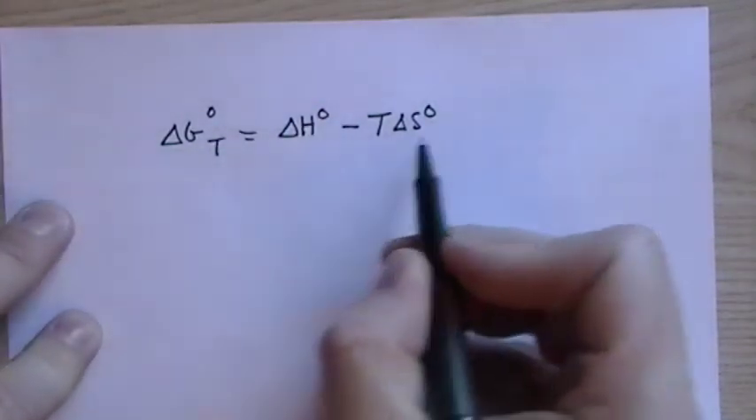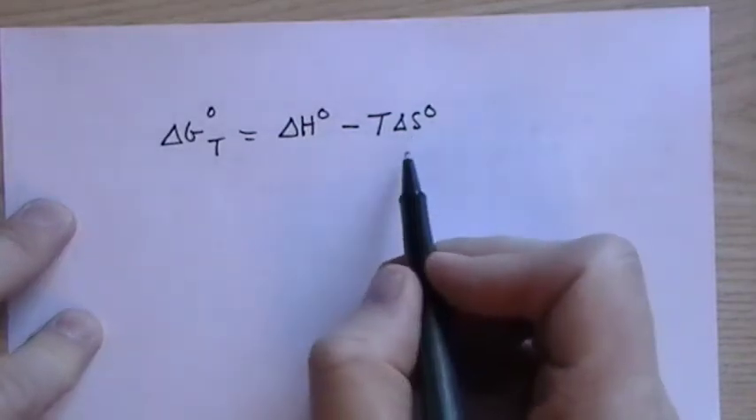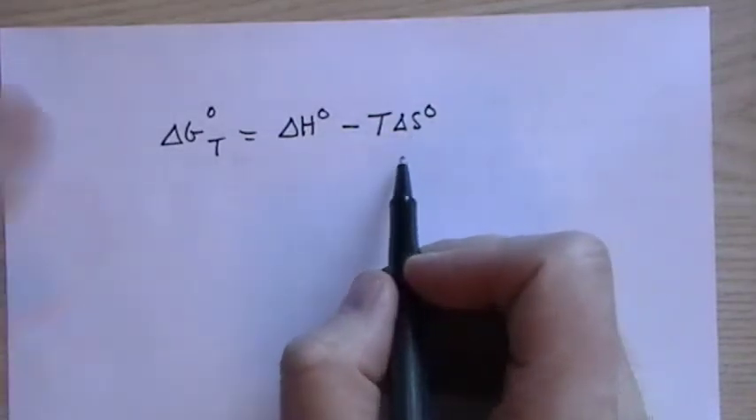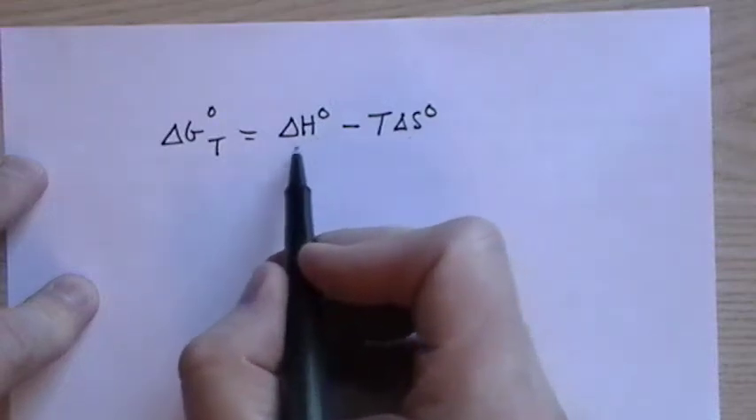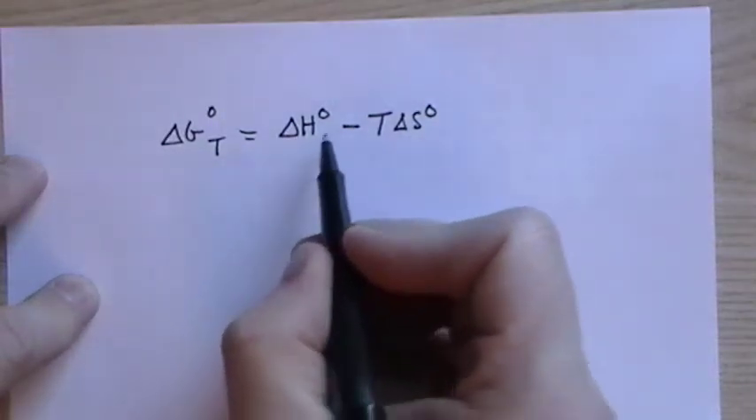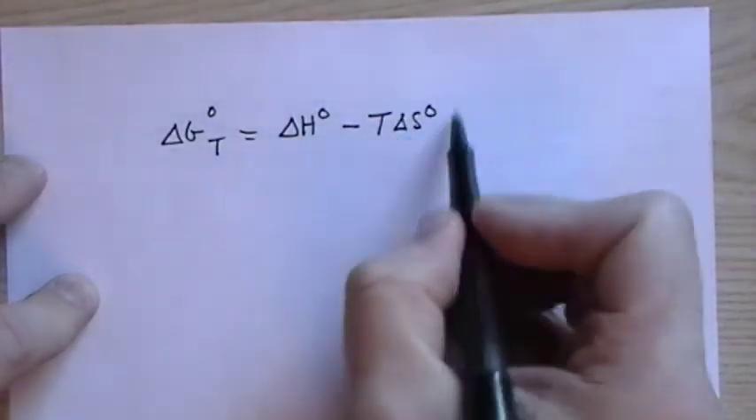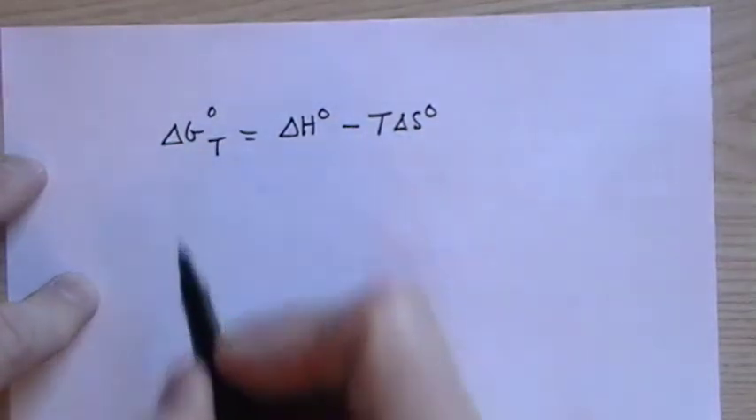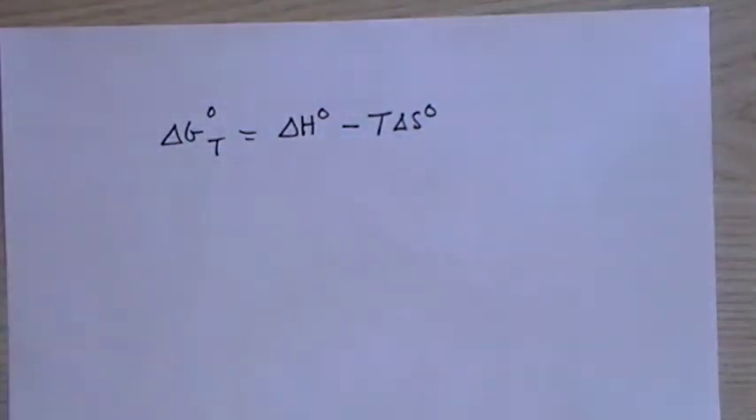However, delta H and delta S don't change very much with temperature. They are temperature dependent, but they don't change very much. So it is actually a pretty good approximation to use delta H here and delta S here and put in a different T to get your delta G. And that's what we do.